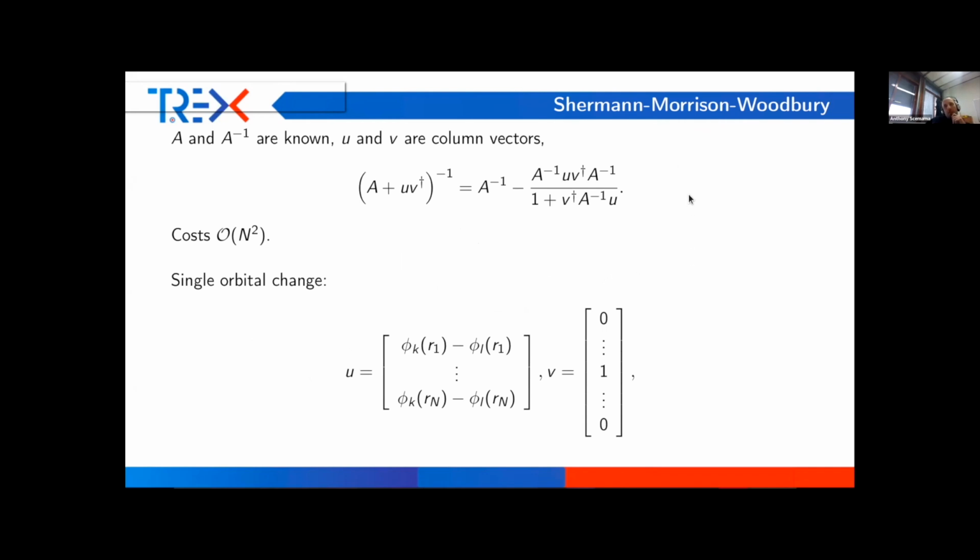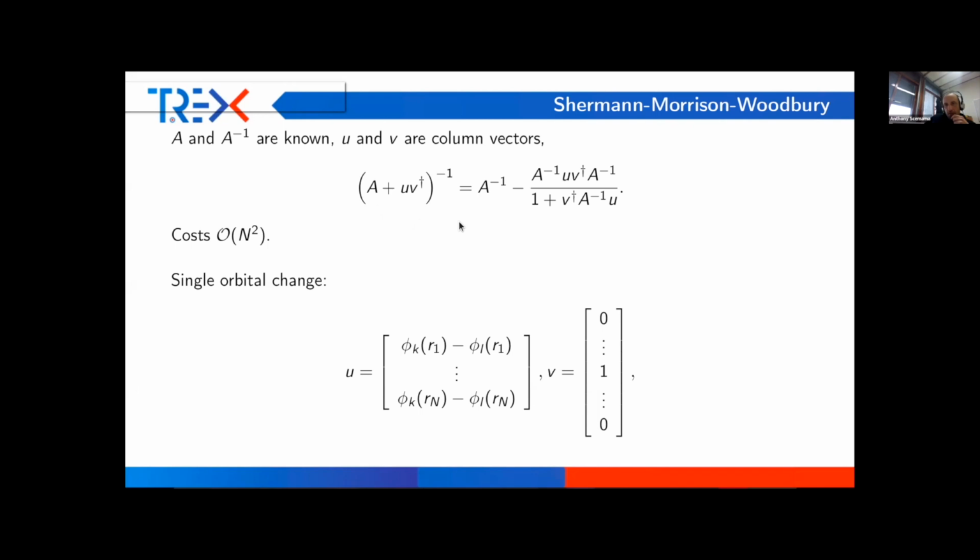So we use instead the Sherman-Morrison-Woodbury formula. This formula says that if you have already the inverse of the matrix A, and you make a little modification to this matrix A, you can update the inverse. The cost of the update, if you update a complete row or a column, will be n squared instead of n to the cube.